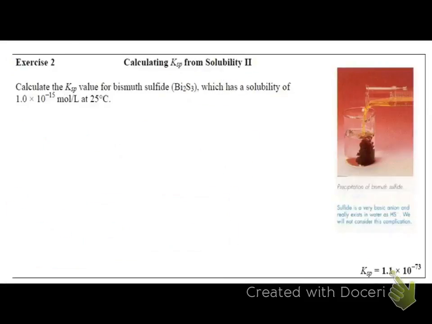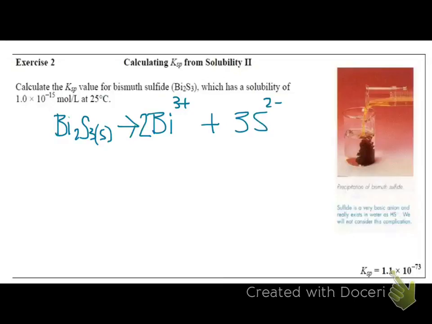In this one we have calculate the KSP value for bismuth sulfide, which has a solubility of 1 times 10 to the negative 15. So in this one I want you to go ahead, and I should have done this on the last one and I apologize that I didn't, but I want us to get into the habit of going ahead and writing the dissociation. So we're going to have bismuth, which is a 3 plus, and we're going to get 2 of those, plus 3 sulfides, which is a 2 minus.